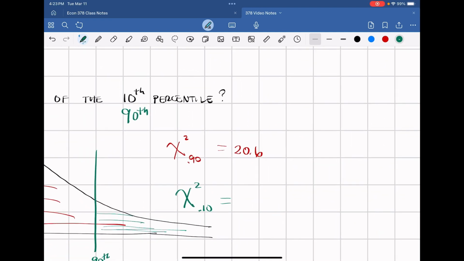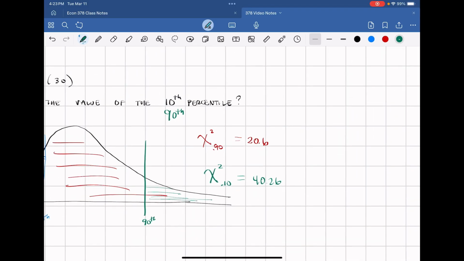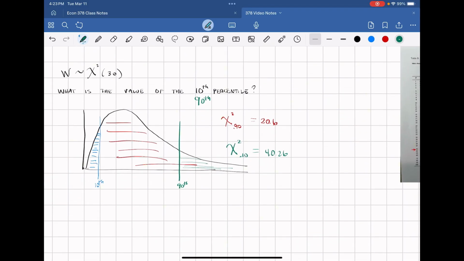So what's the value for the 90th percentile? It is 40.26. And that's how we can use a chi-square distribution, where we're given the degrees of freedom and we want to find the value of the different percentiles.